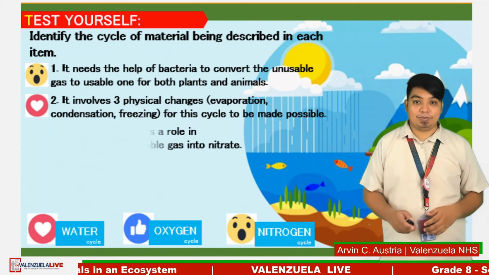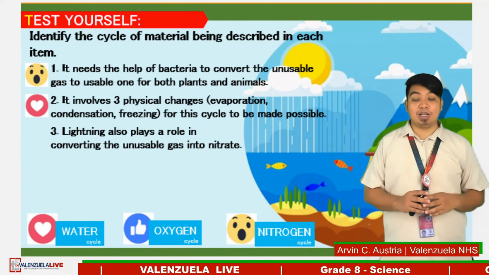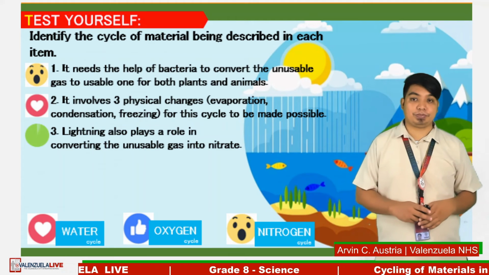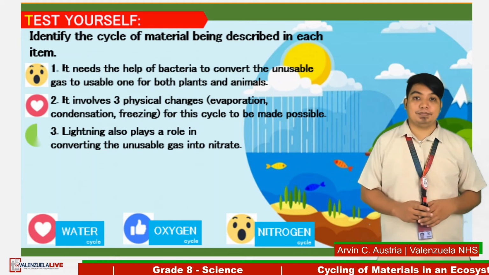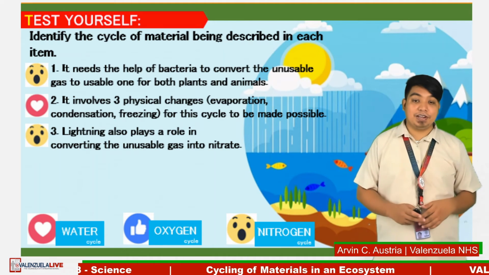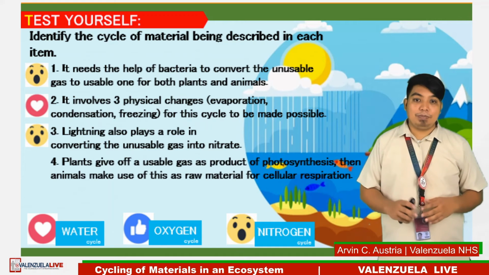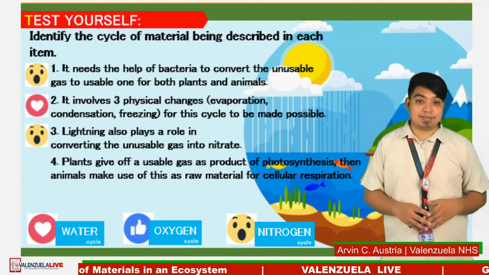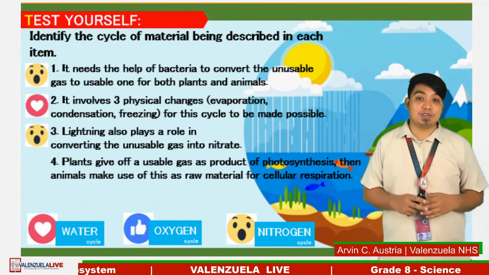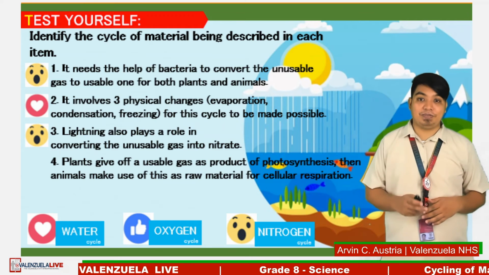Third, lightning also plays a role in converting the unusable gas into nitrate. 5 seconds. The correct answer is nitrogen cycle. Number 4, plants give off usable gas as product of photosynthesis. Then the animals make use of this as raw material for cellular respiration. 5 seconds.